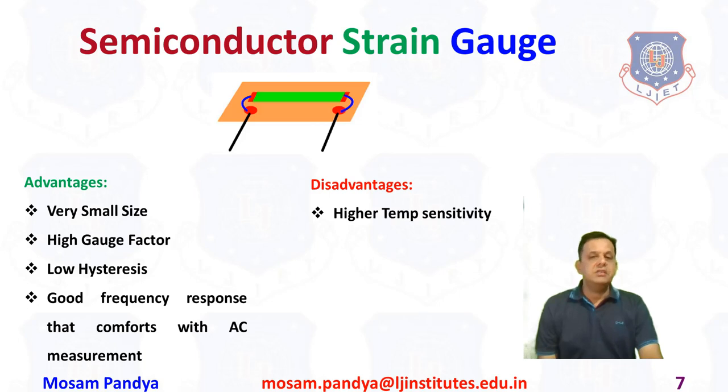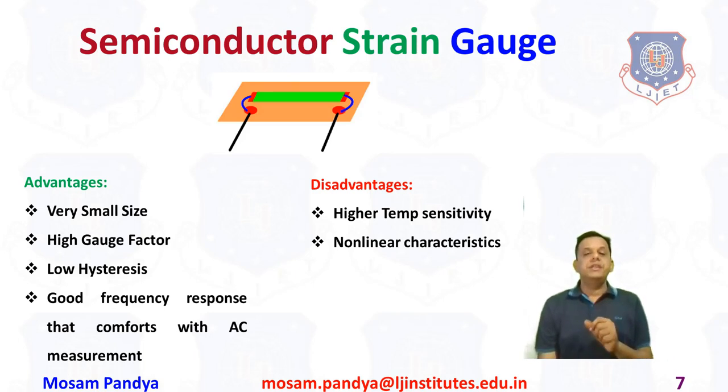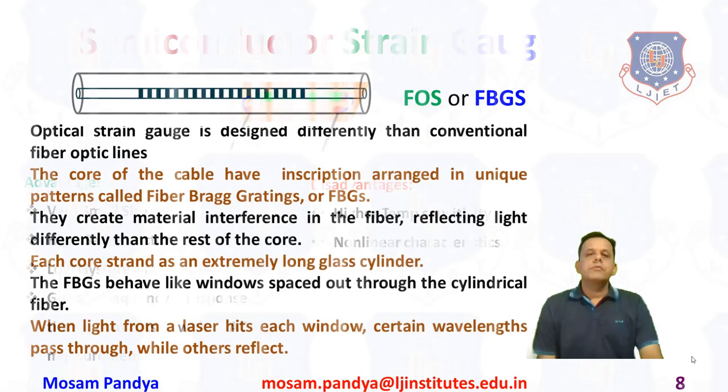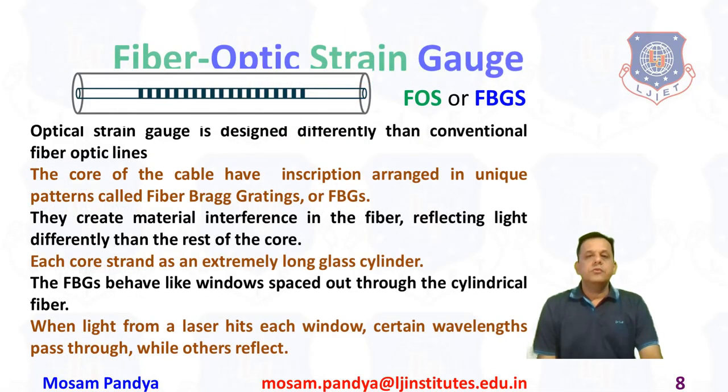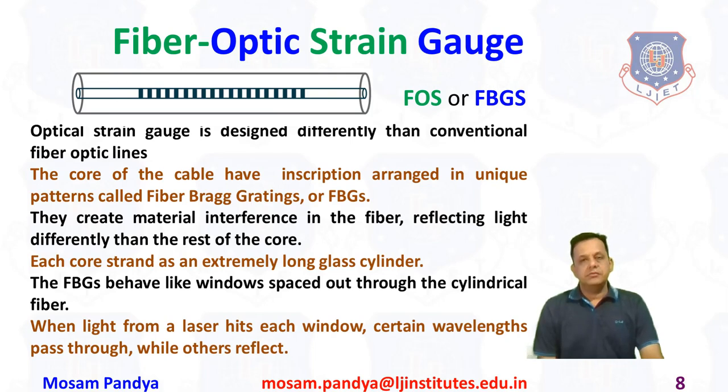And the disadvantage is temperature sensitivity. As we know, the material is very small in size, and semiconductors are temperature sensitive materials, and have non-linear characteristics. But anyways, this can be compensated by adding another strain gauge in series or parallel, and we can overcome these disadvantages. Next is the fiber optic strain gauge.